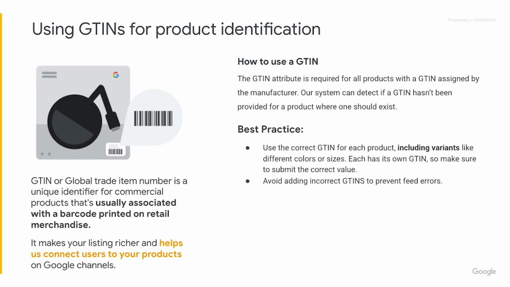And our system is able to detect if a GTIN hasn't been provided for a product where one should exist. In this case, if it's not provided, your products will be disapproved. Make sure that you use the correct GTIN for each product, including its variants, like different colors or sizes. Each has its own GTIN, so make sure that you submit the correct value. And also avoid adding incorrect GTINs to prevent feed errors.